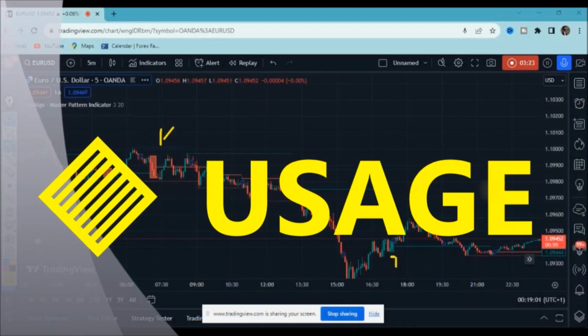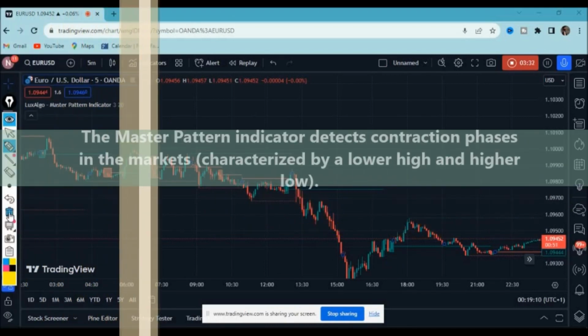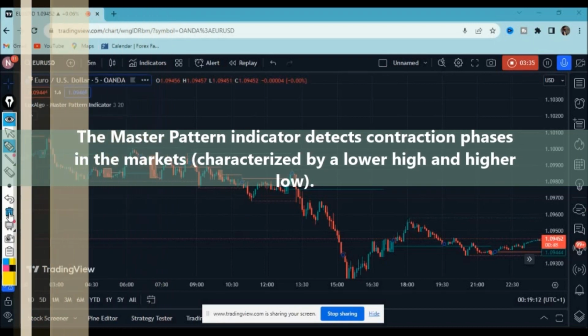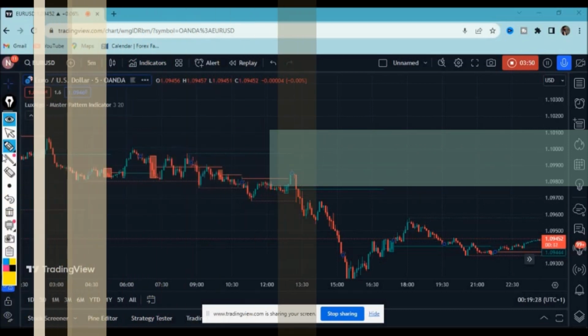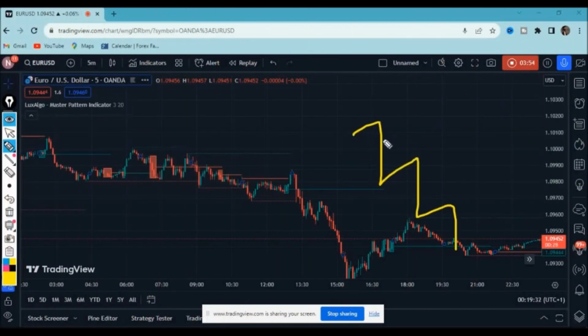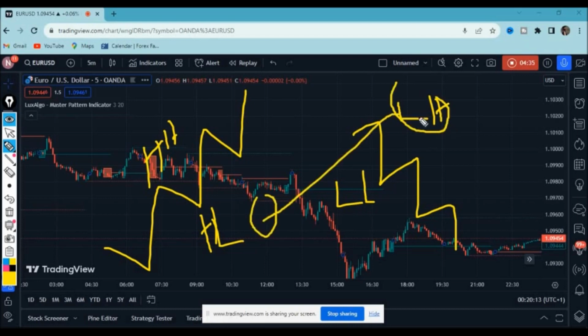Number one, you're supposed to know that the Master Pattern indicator detects contraction phases in the market, which are characterized by a lower high and a higher low. Remember, when the market is trending to the downside, we have a lower high and a lower low. When the market is rising, we have higher highs and higher lows. By the look of this, because we have the illustration on our chart, the contraction phase in the market is characterized where we have a lower high and a higher low.